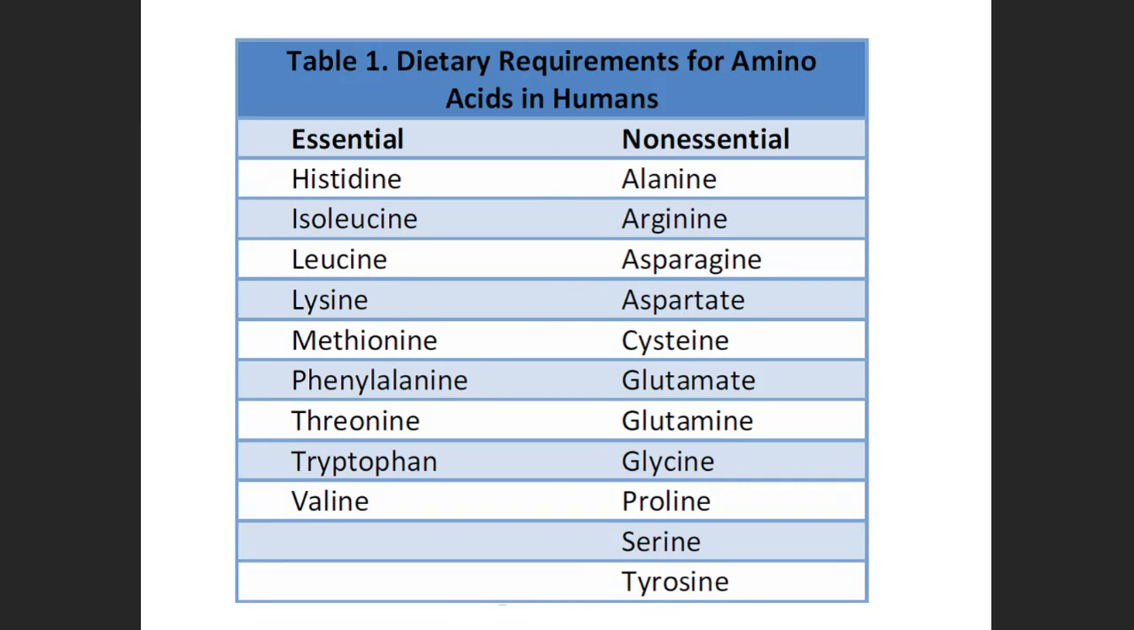The non-essential amino acids, we have the genes for those, so we can make those. What's essential and non-essential varies from species to species. It's not exactly the same. But this is what it is for humans.